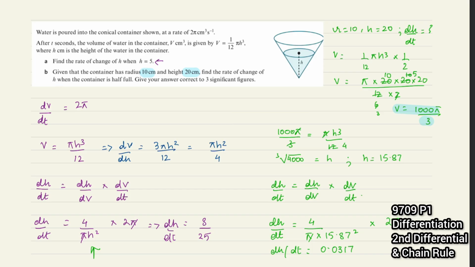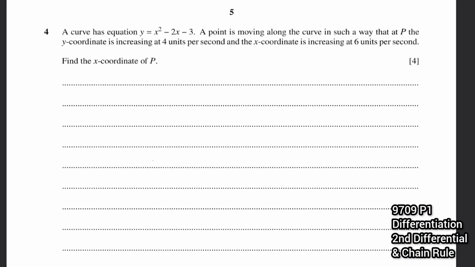Next question. A curve has an equation. A point is moving along the curve in such a way that at P, the y coordinate is increasing at 4 units per second. dy by dt is equal to 4. The x coordinate is increasing. Whether it's written increasing or decreasing, this is dy by dt or dx by dt. Increasing or decreasing means rate of change. So dx by dt is equal to 6. We have to find the x coordinate.